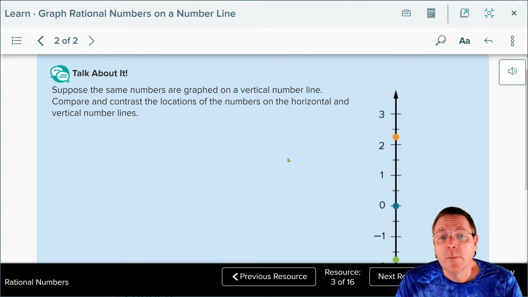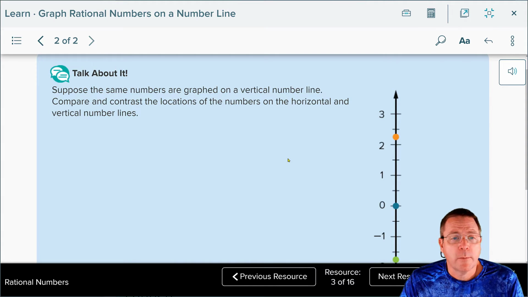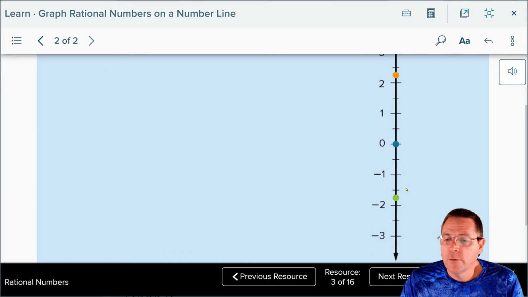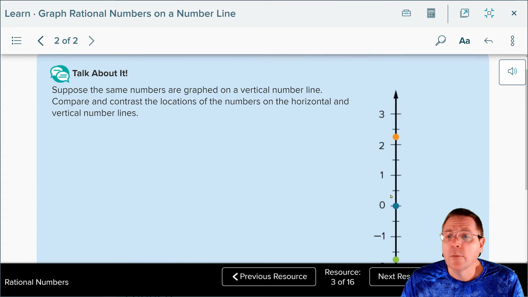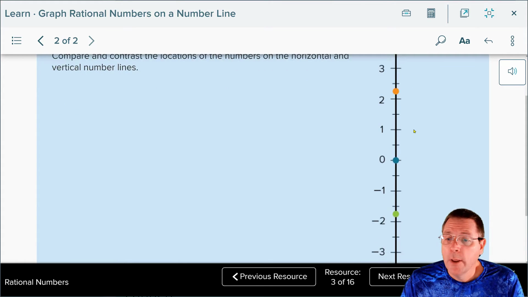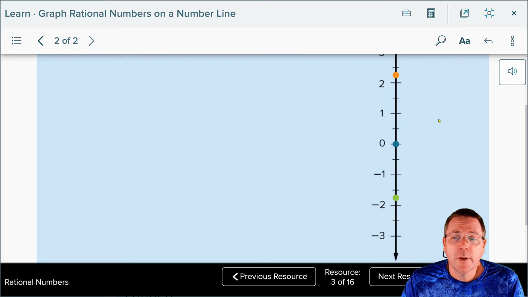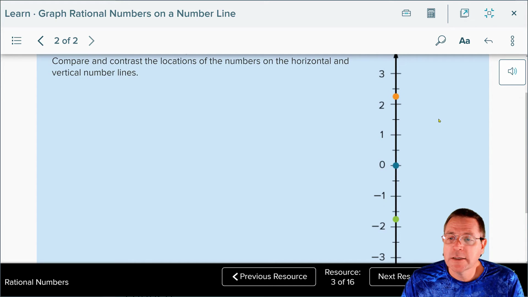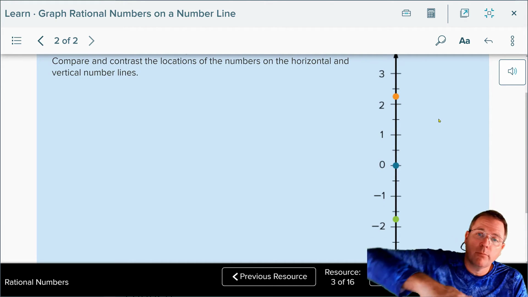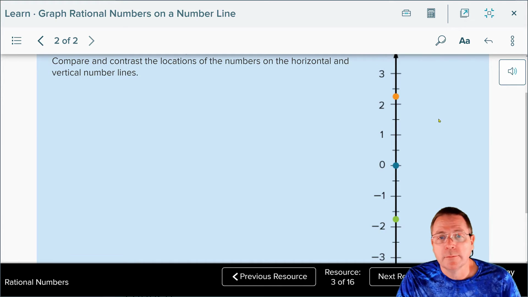Suppose the same numbers are graphed on a vertical number line. Compare and contrast the locations. Well, let's see. You can see on a vertical number line, now the negative numbers are going down, your positive numbers are going up, but other than that, everything else is the same. They all get graphed in the same exact spot. They just took the number line and turned it like that, and everything's good.